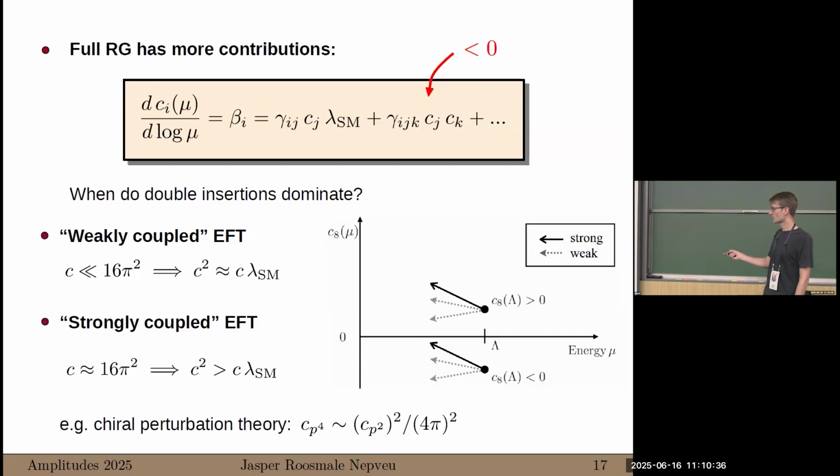And just to point out that this is not something very unnatural. This is the natural situation in chiral perturbation theory, and agrees with the experimental values of the coefficients in chiral perturbation theory. So in those type of effective field theories, we know that towards the IR, the parameters grow. Okay.